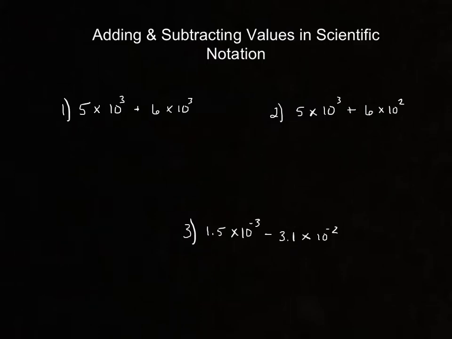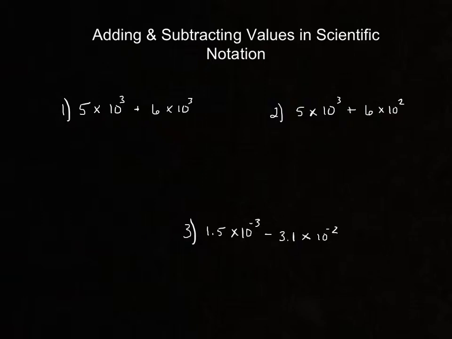When adding any number, we want to make sure that we're lighting up the decimals. This is true for whole numbers or for numbers where we already see the decimal. So as we look at number 1, 5 times 10 to the third power plus 6 times 10 to the third power, we can add those together because they have the same power of 10, or multiple of 10.